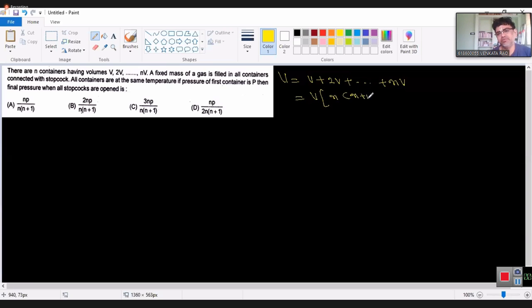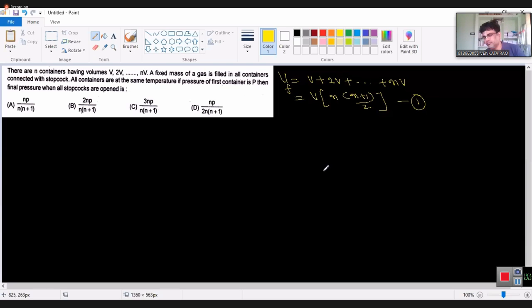Where is this coming from? It is the sum of n natural numbers. Very good. So which progression is it in? Arithmetic progression. So this will be your final volume. Is that okay? Then what about pressures?